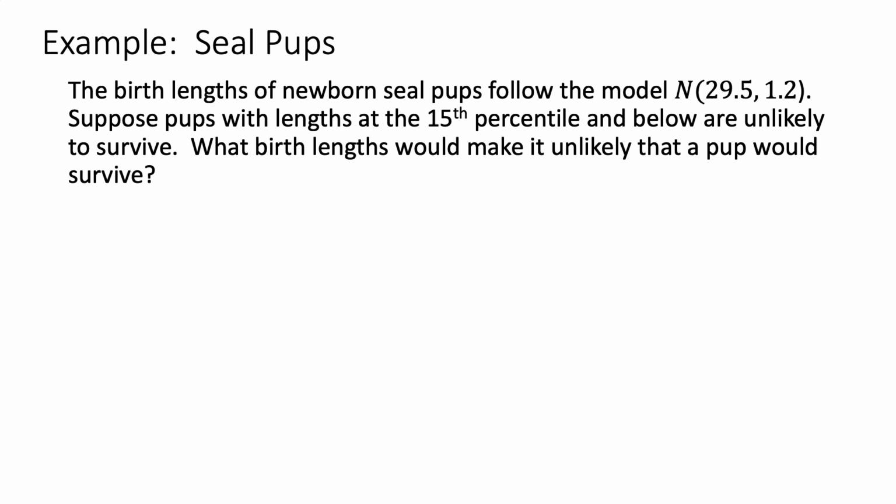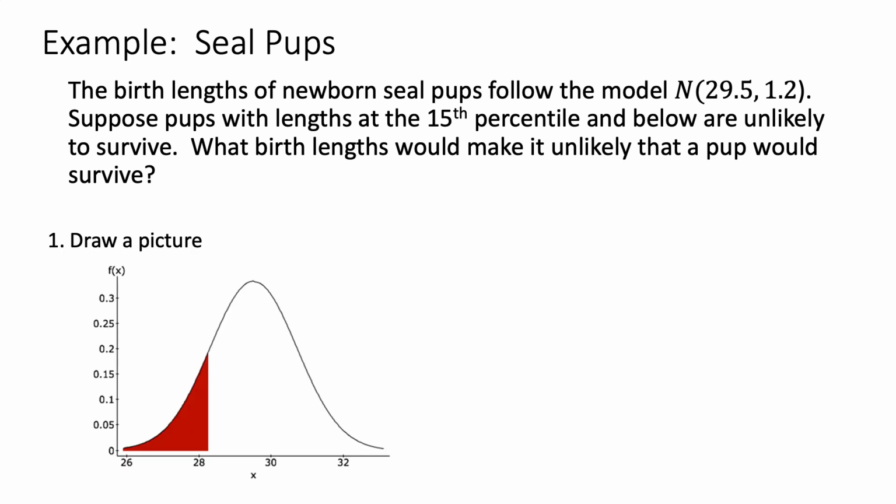Okay, our steps are going to be very similar. We're always going to start by drawing a picture. So my picture should be a normal curve because I know it's a normal distribution, and I should mark that mean of 29.5 in the middle. The next thing I want to do is shade the area that I'm interested in. I want to know what length corresponds to the 15th percentile. Now the 15th percentile means that I want to shade an area that corresponds to 0.15, for the 15th percent.